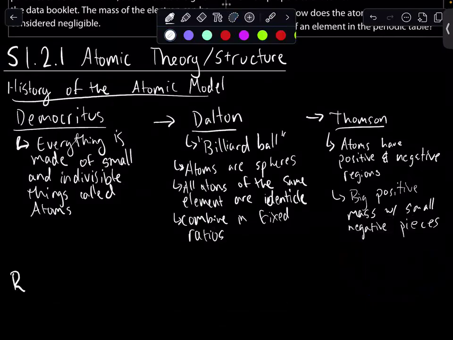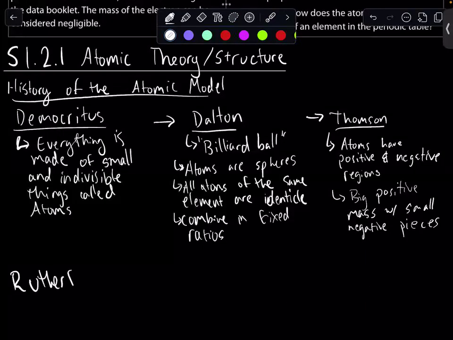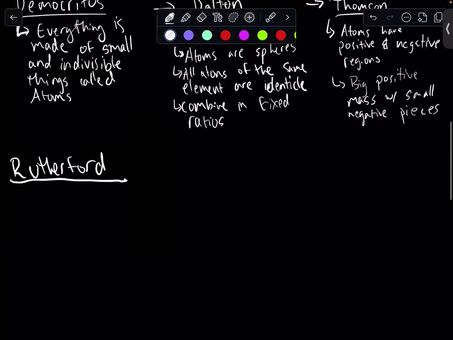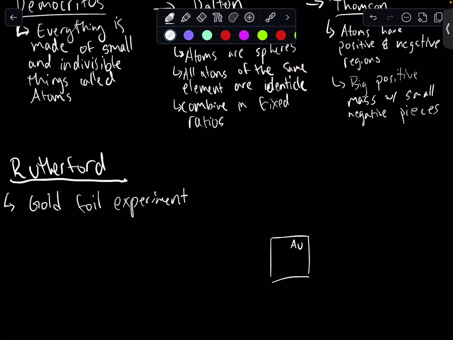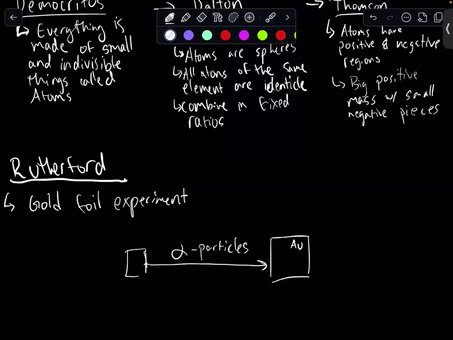Then we move down to Rutherford. And this is who the question was on the exam. The exam basically went over his experiment, which was the gold foil experiment. And basically, it goes like this. You have a sheet of gold foil, very thin, and you fire a beam of alpha particles from a little box. And it's a straight beam of alpha particles, which are nothing but helium nuclei.